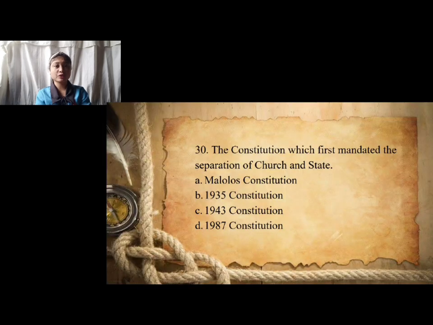So question number 30. The Constitution which first mandated the separation of church and state. So the correct answer is Malolos Constitution, letter A. According to Title 3, Article 5 of the Malolos Constitution, the state recognized the freedom and equality of belief as well as the separation of church and state. The most contentious issue in the Revolutionary Congress that crafted the 1899 Malolos Constitution pertained to the separation of church and state, which won by a mere one vote.